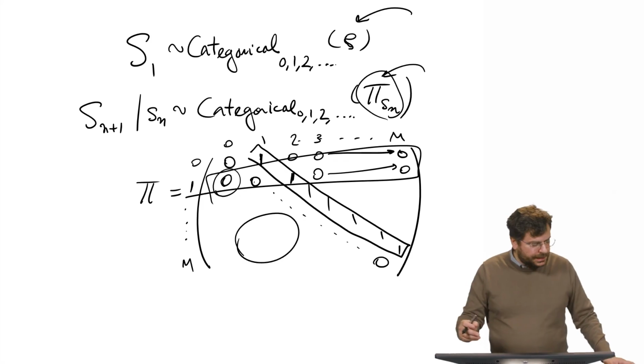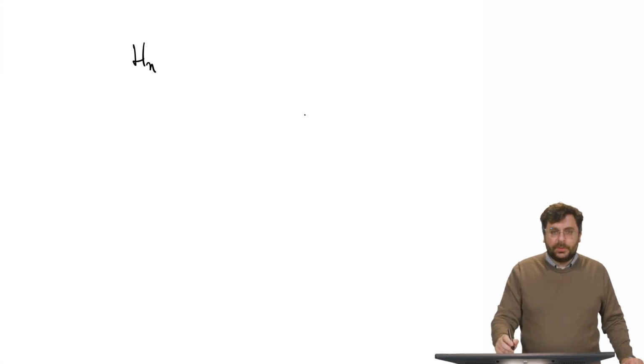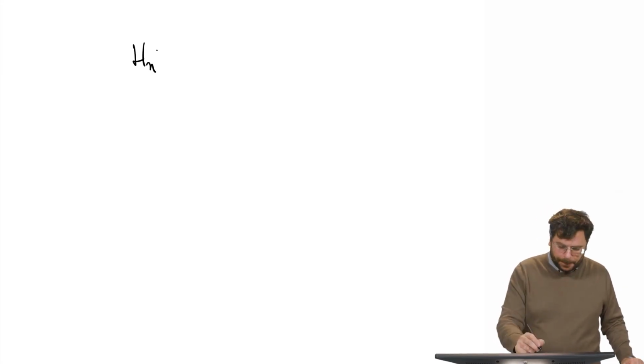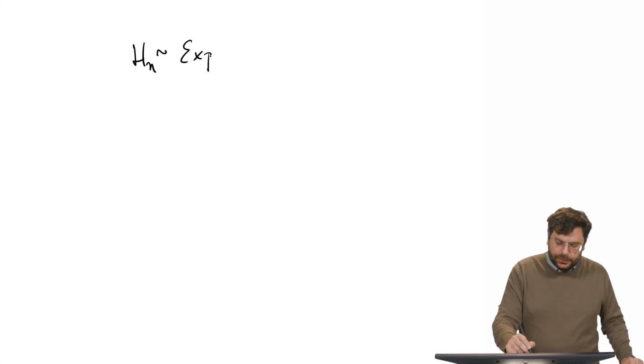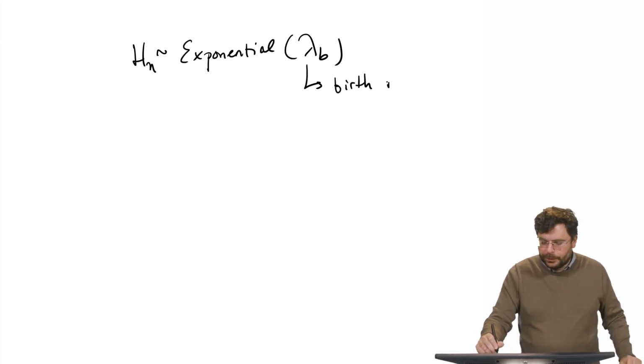And the next thing is how the holding times are drawn. So we're going to say that the nth holding time is drawn from an exponential distribution with some rate lambda b. And lambda b is going to be the birth rate.